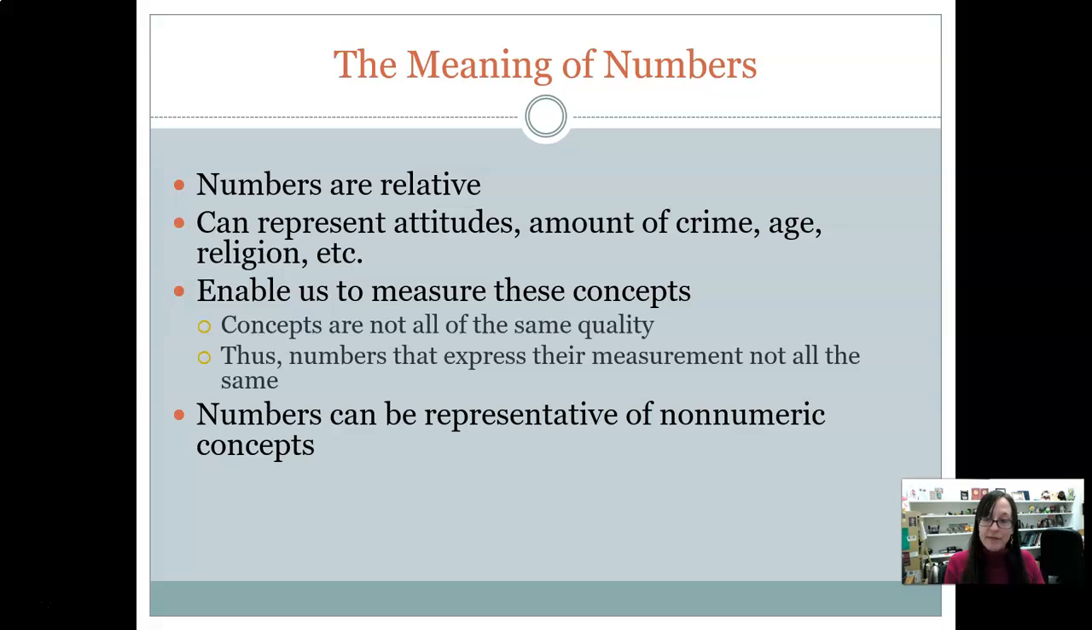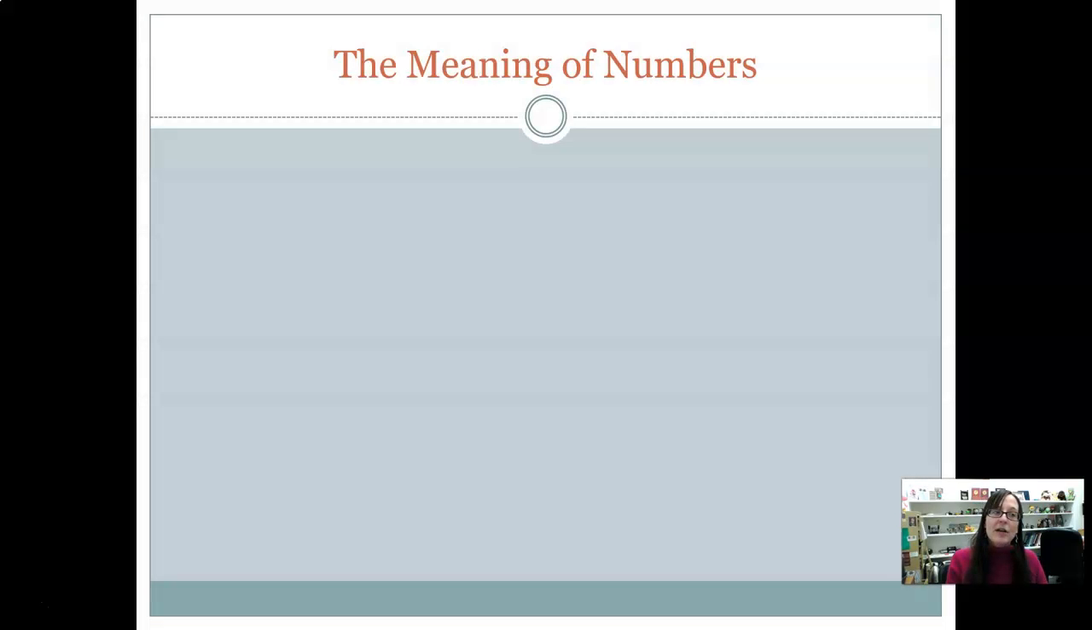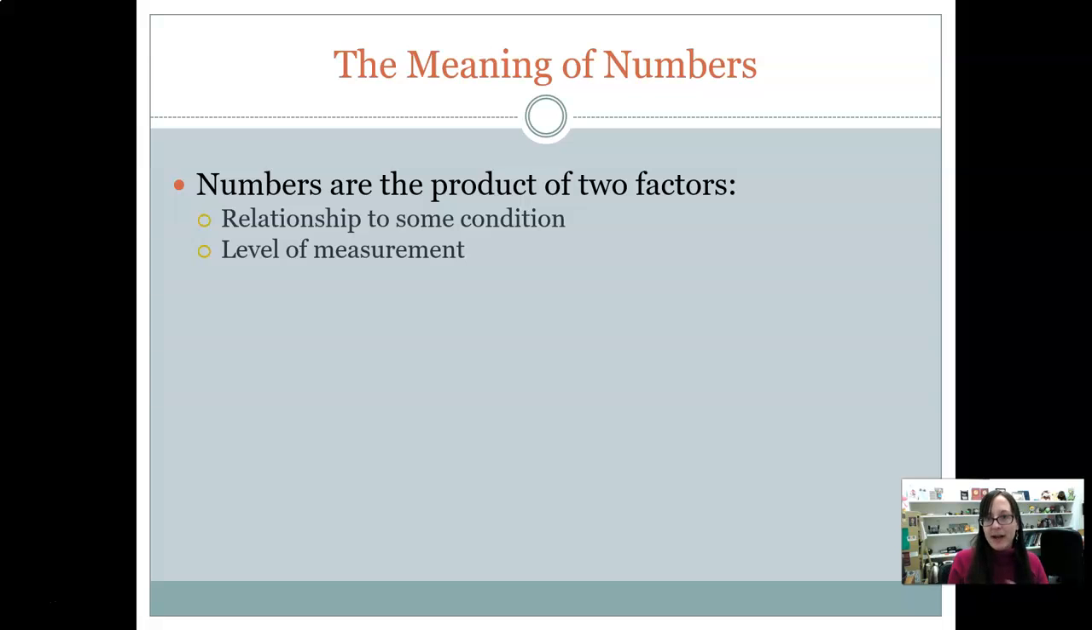Numbers can be representative of non-numeric concepts. So something like religion, race or gender. You can't really put numbers on these things unless those numbers are just placeholders to represent various different things. The numbers are not numeric in the sense of how we normally think of numbers. So numbers then are a product of two factors. Two things go into what those numbers mean. First is the relationship to some condition, and the second is the level of measurement.